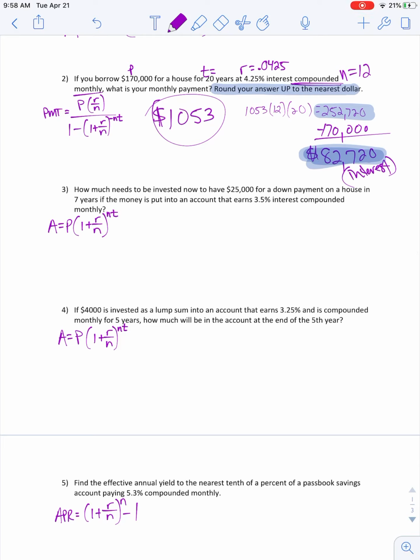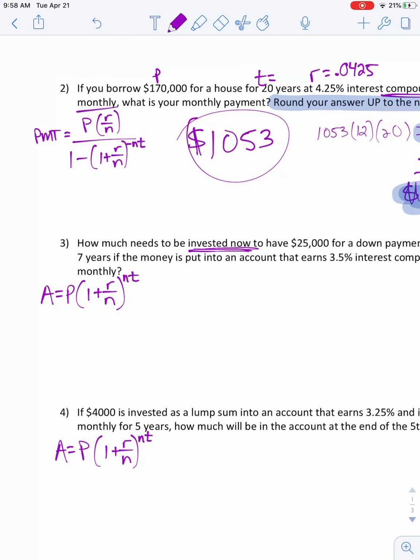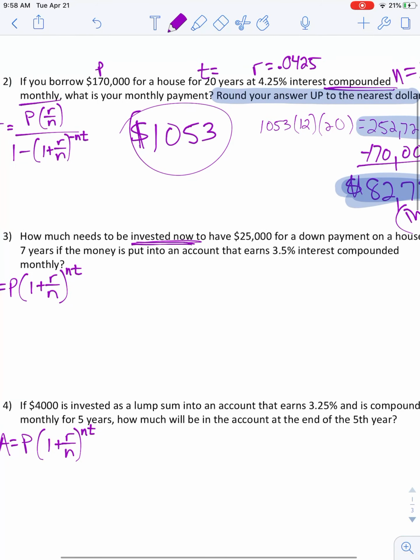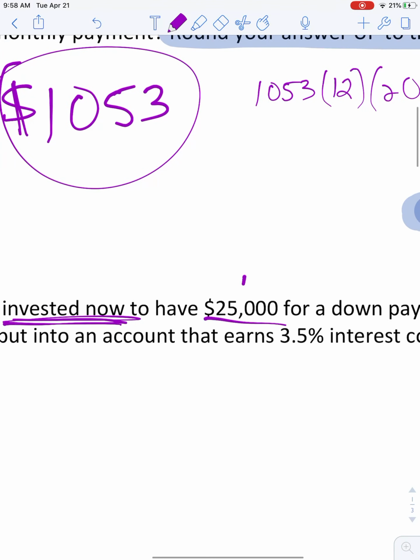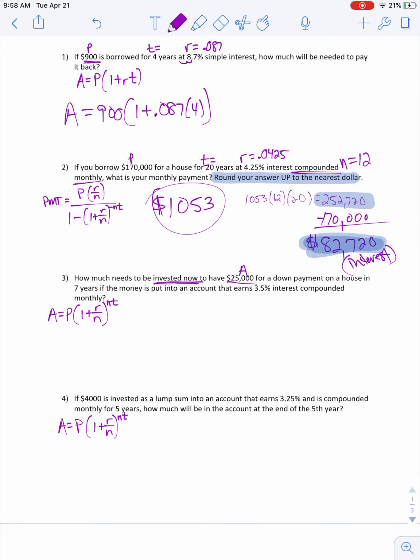Okay, moving on to number 3. So number 3 is saying how much needs to be invested now. Those are key words. I'm going to invest it one time and one time only, right now. That means it is not an annuity. Remember the annuity, the big long formula, is when you invest something monthly, multiple times. I keep investing. This is one time. I'm going to invest it now, and I want to have $25,000 at the end. So my $25,000 is my future value, and because I'm only investing it once, it's my compound interest formula. Okay, not the annuity formula.